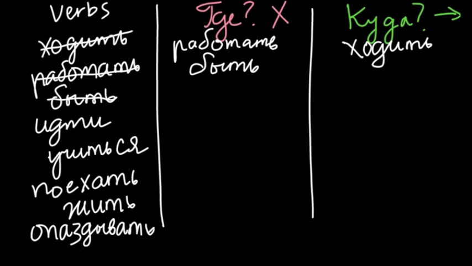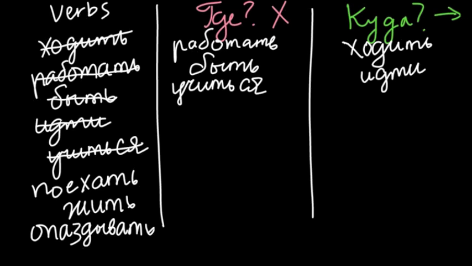How about идти? Идти is another verb of motion. So it will go with куда. Учиться. When we are a student somewhere, we are a student in that place. So учиться is used with где. How about поехать? It's another verb of motion. So it will go with куда. How about жить? When you live in a place. Где.